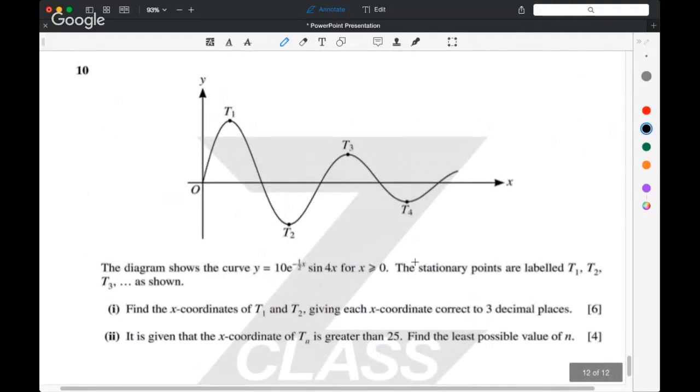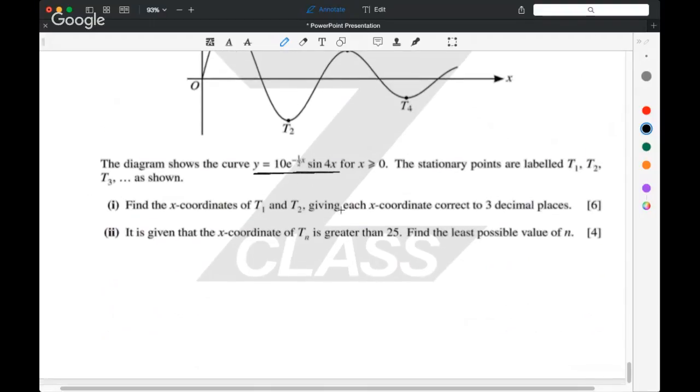Okay, last question. Question 10, we're given this function and we're told about these stationary points. So you know what a stationary point is. A stationary point is one for which dy/dx is equal to 0.